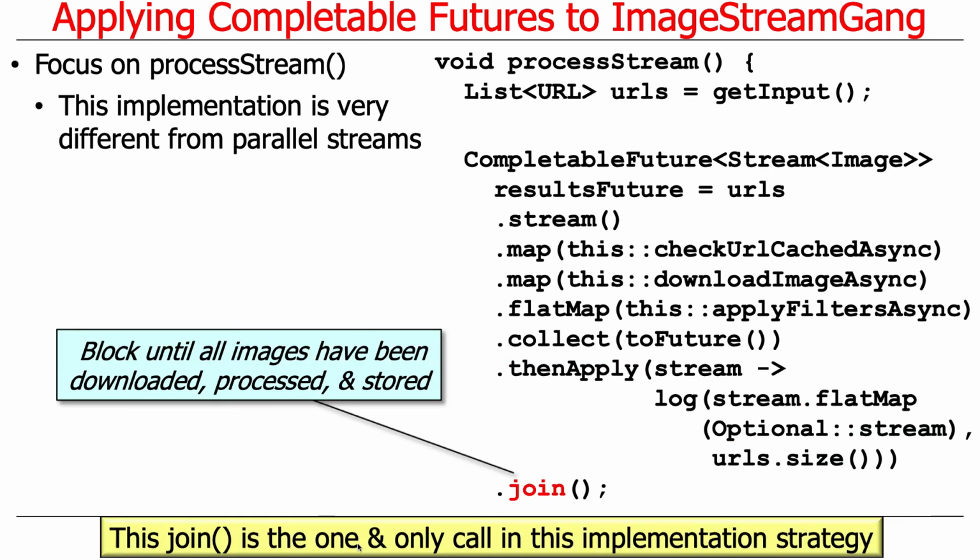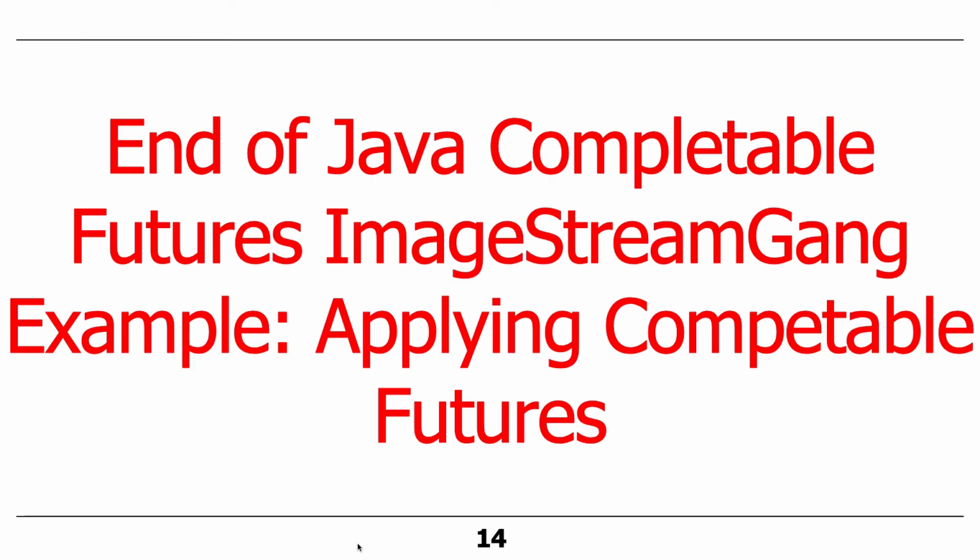And then finally, the very last thing we stick in this whole long stream pipeline is a call to the join method, which, as always, waits for all the other processing to finish asynchronously. So this join call will block until all the images have been downloaded, processed, and stored. And this is the one and only call in the entire implementation of this particular variant of the asynchronous completable future example that blocks. Nothing else blocks. Everything else is done asynchronously.